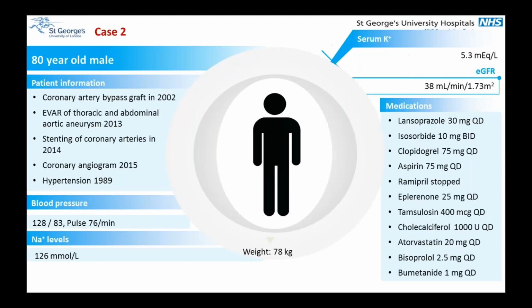Looking at the second patient, who I have also seen very recently, an 80-year-old gentleman with a coronary artery bypass graft, had an extensive aortic aneurysm repair in 2013, had coronary artery stenting once again in 2014, had another coronary angiogram in 2015. There were no lesions they could angioplasty or put stents in, so they left it alone. He's been hypertensive for quite some time. If you look at his electrolytes, his sodium is low, his potassium is high.